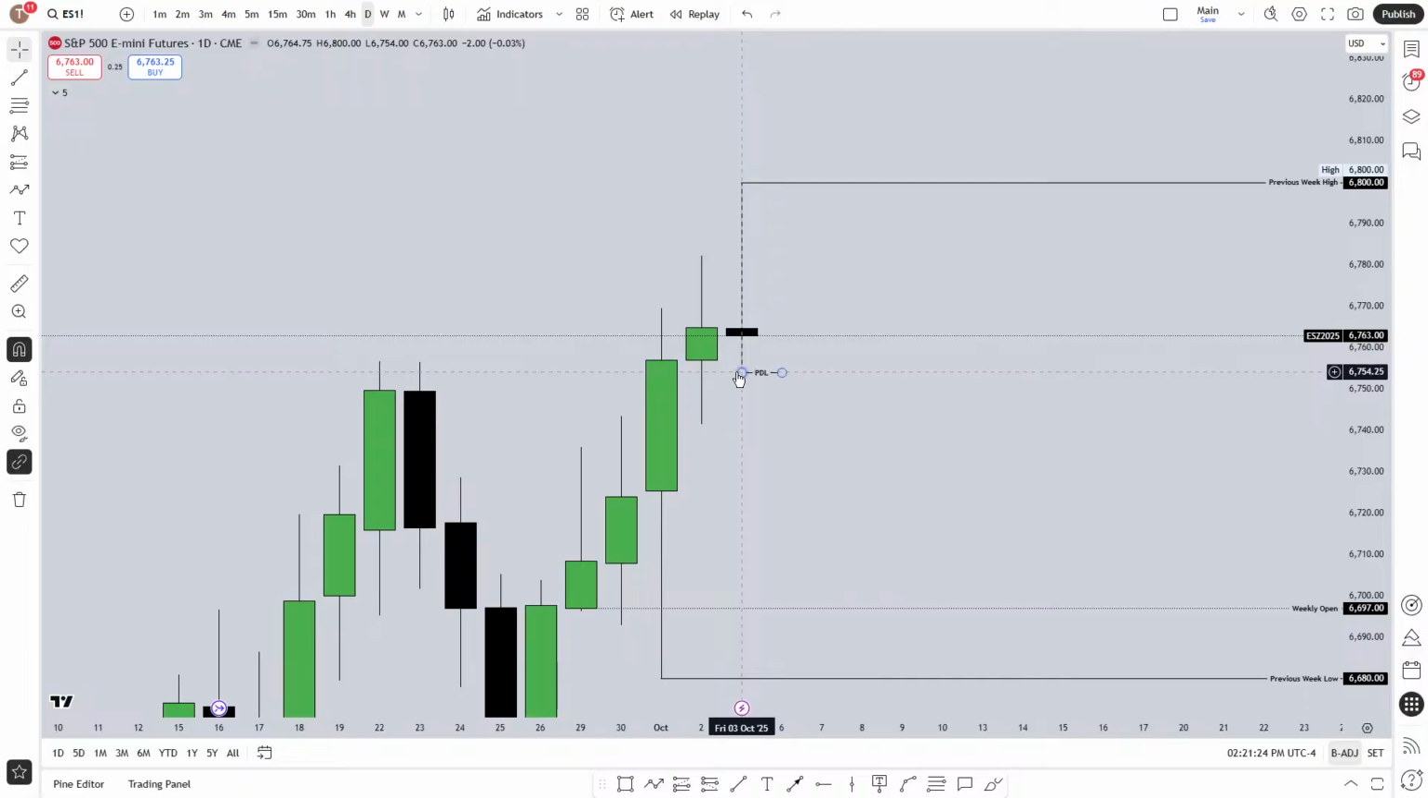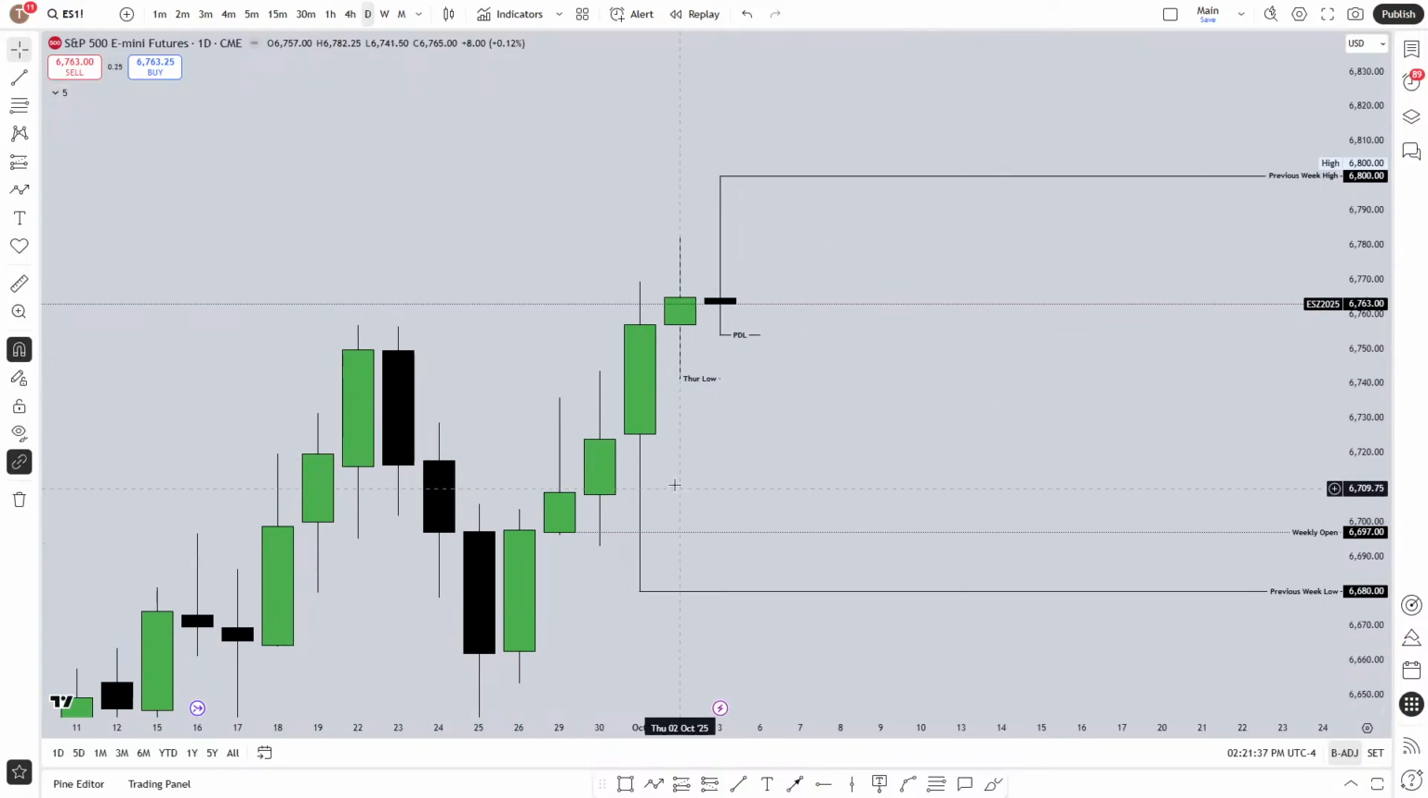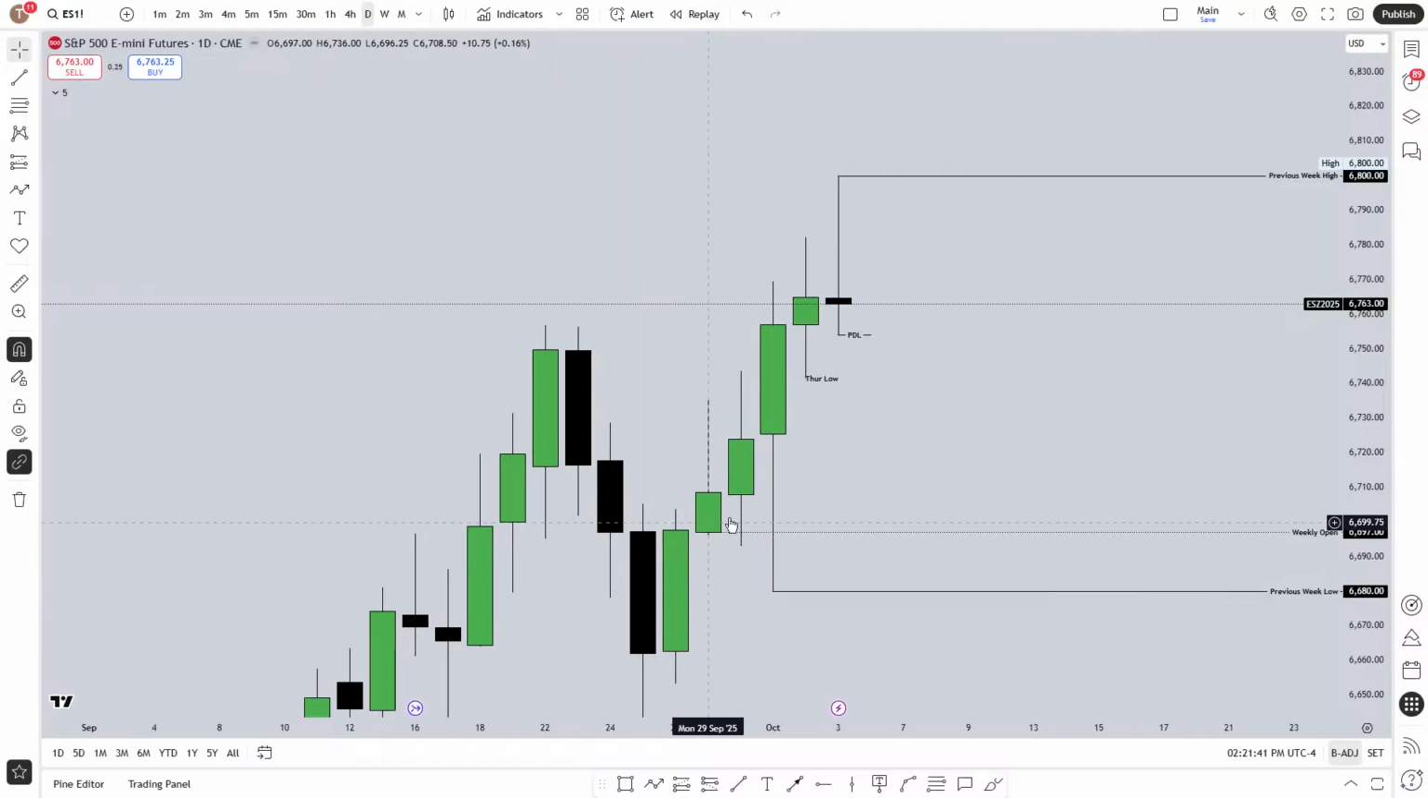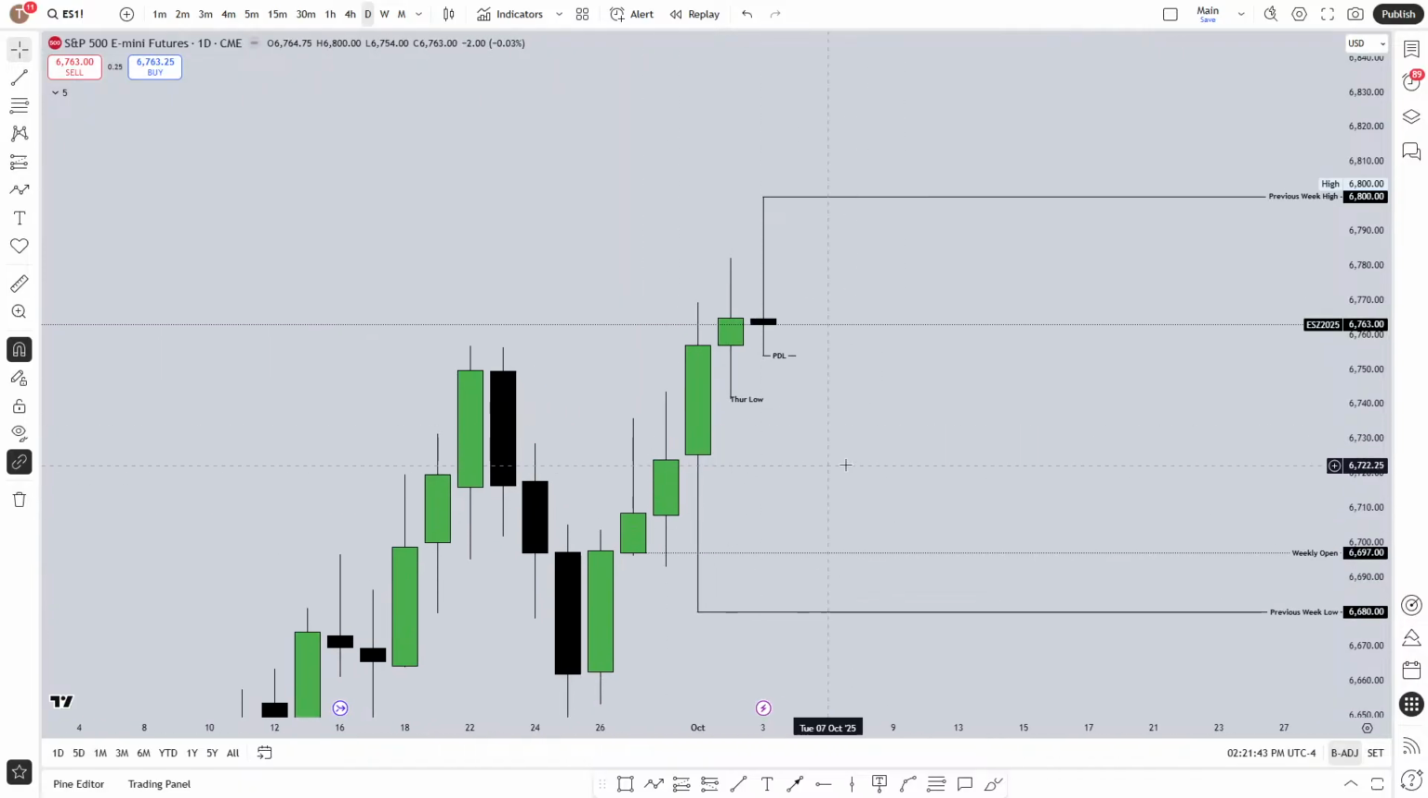So I like this one obviously because that's your previous day low. That's to me the most important one. But then we also got this guy right here. This is Thursday low, and then your Wednesday low is all the way down here, and it's your previous week low. So I don't need to mark that out or anything like that.